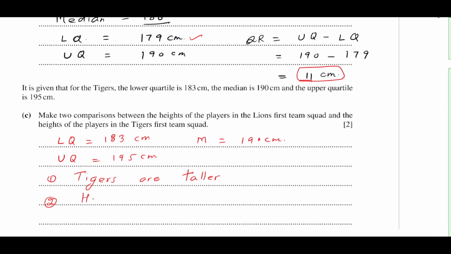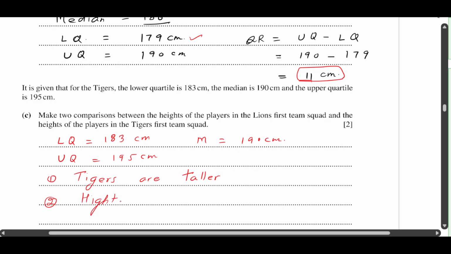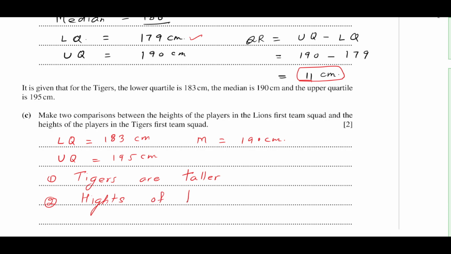So the heights of tigers are less consistent than lions. Okay, so this is the conclusion we draw.